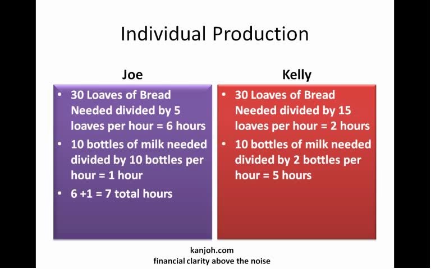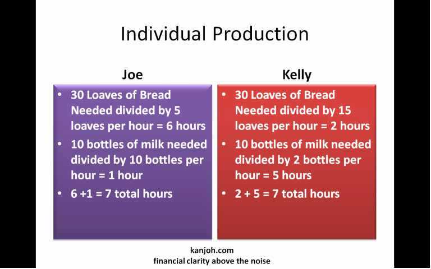She still needs 20 bottles of milk, but she only produces it at 2 bottles per hour, so it'll take her 10 hours to produce the milk she needs. So, once again, her total is 2 hours for the bread plus 10 hours for the milk is 12 total hours. So, between the two of them, they would spend 20 hours if they produced their goods individually.